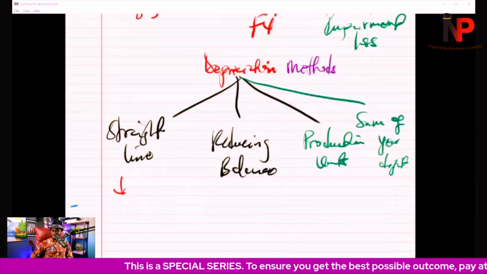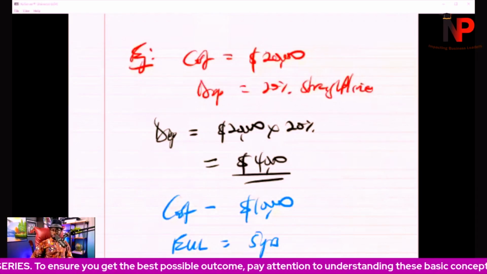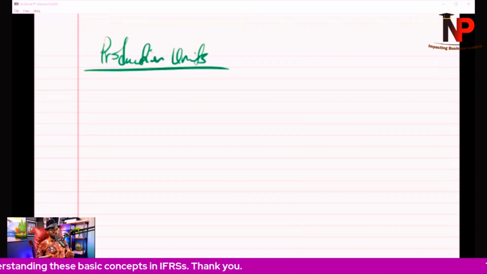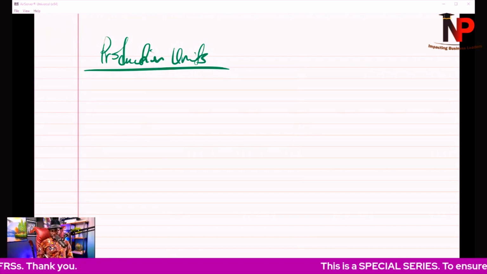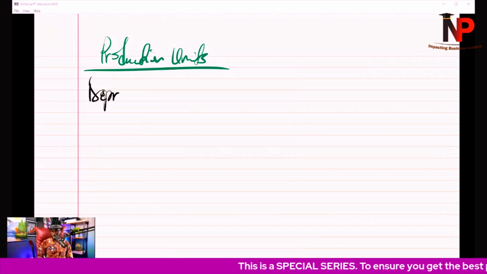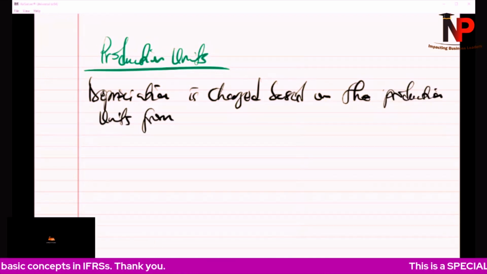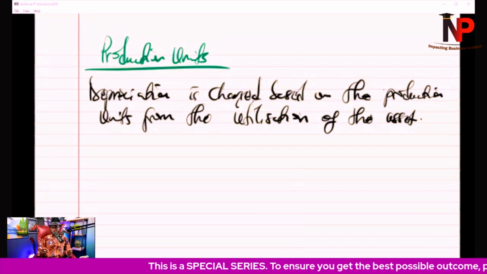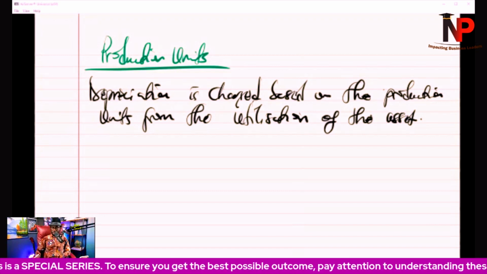But there is also another one called the production unit method. So let me explain that also to you. The concept about the production unit method is what it sounds like. So here, depreciation is charged based on the production units from the utilization of the asset.